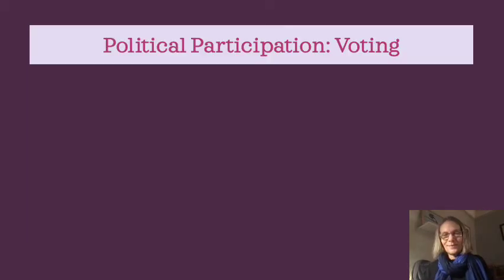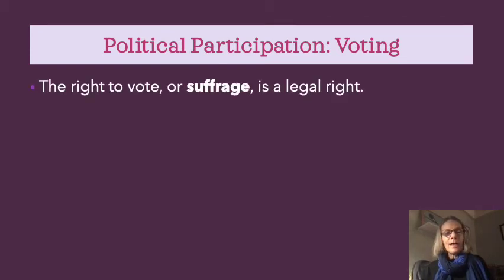All right, now we're going to spend a little bit of time talking about the main way in which people participate politically, and that's through the process of voting. In the United States, first just some terms. The word suffrage is another way of talking about the right to vote, okay? And suffrage is a legal right. In order to vote, the laws have to say that you are legally eligible to vote. And today in the United States, for the most part, we have universal suffrage.